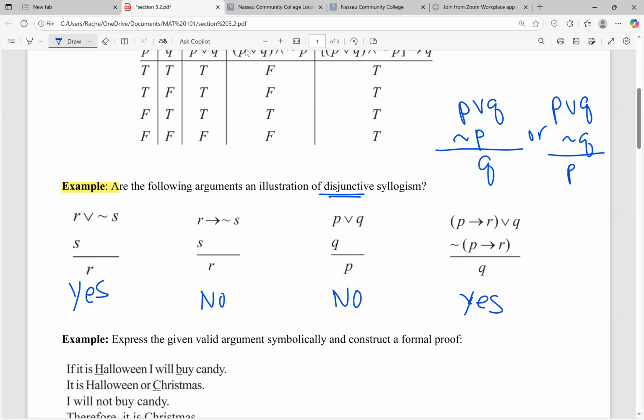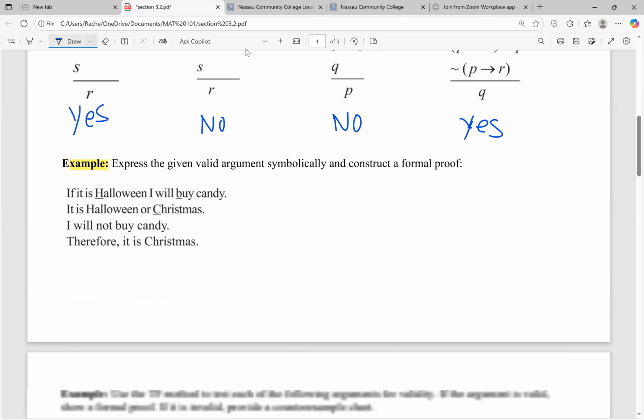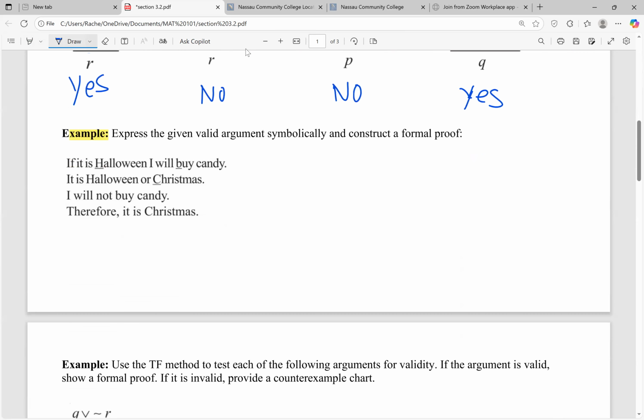So let's look at the next example. This time it's given in words. Let's go back to practicing an argument that's given in words. First, let's express it symbolically. And then since we're told that it's valid, let's construct a formal proof. If it is Halloween, then I will buy candy. So if H, then B. That's going to be my first premise.